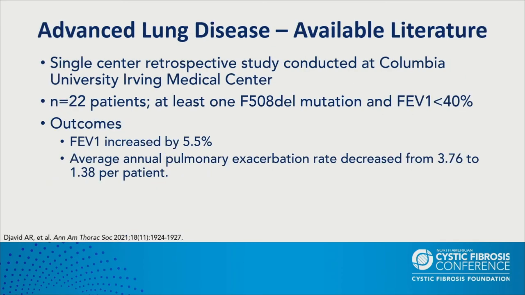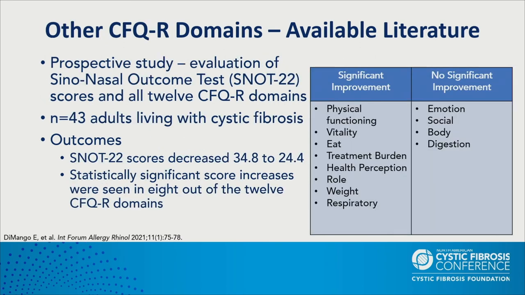So we did a little bit of a background literature search to see what was already out there. We found one small study at Columbia University Irving Medical Center that looked at advanced lung disease and included 22 patients. This found an FEV1 increase of 5.5% and an annual average pulmonary exacerbation decrease from 3.76 to 1.38. For other CFQR domains, this study was primarily focused on the SNOT-22 scores, but as a secondary endpoint, it did look at all 12 of the CFQR domains and found significant improvements in 8 out of the 12. However, it did not define specific numbers for these, at least in the publication.